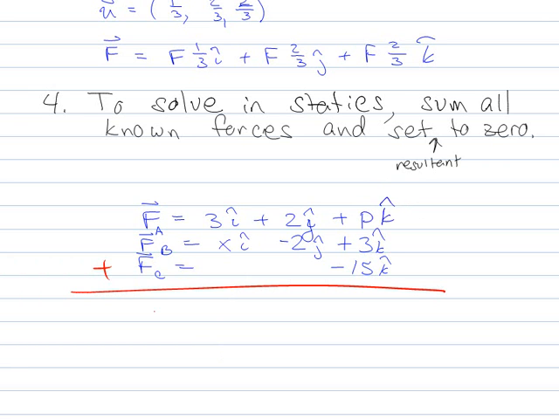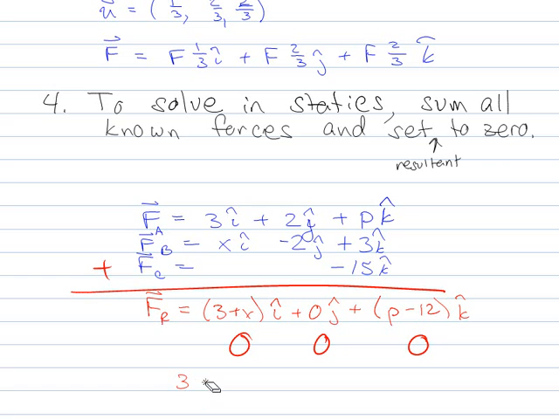Like that. There we go. All right. Now I know I want my resultant to be 0, so it's going to be (3 + x) i hat + 0 j hat + (p - 12) k hat. But I know that I want each of these to equal 0, right? So that means that 3 + x needs to equal 0, and p - 12 needs to equal 0. So I can use this to find my unknowns.